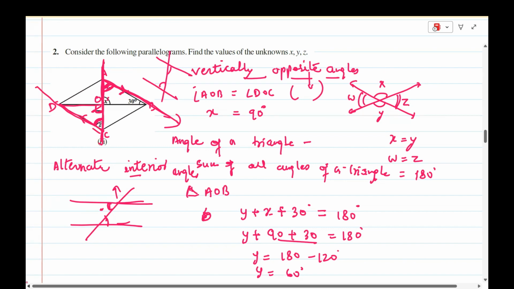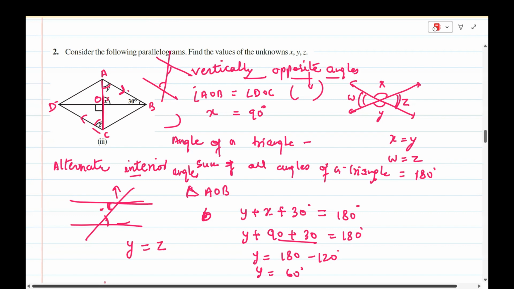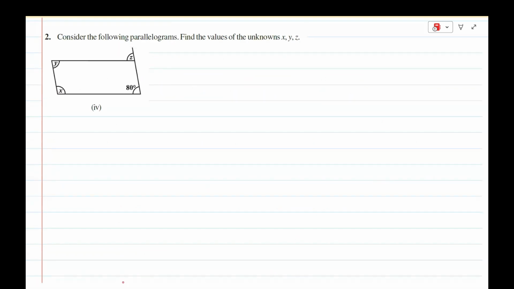So this angle Y, let me erase it. Now the figure is a little bit clear. AB and CD are parallel and AC is cutting. So by alternate interior angles, Y is equal to Z. I got Y, which is 60 degrees, so definitely Z is also 60 degrees. Fourth question is again very simple.